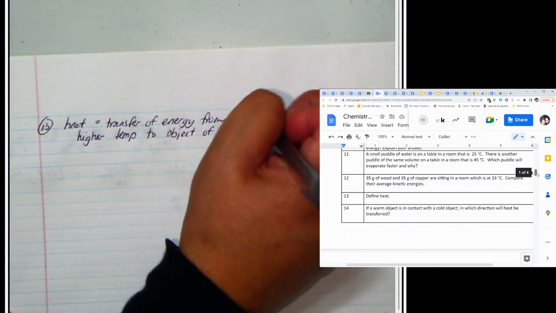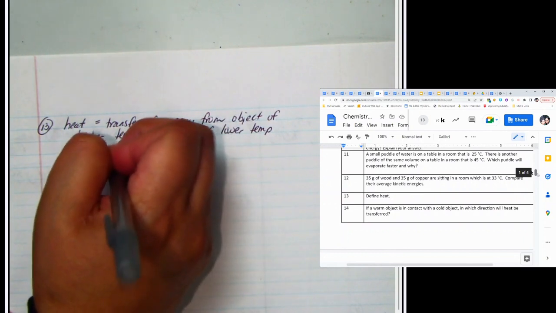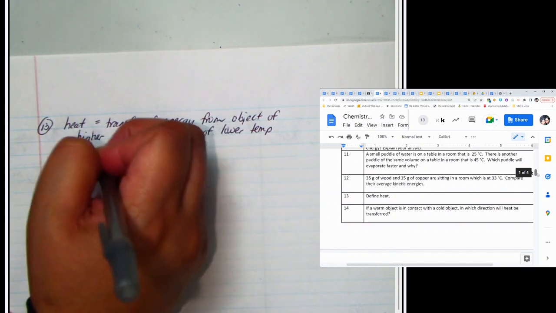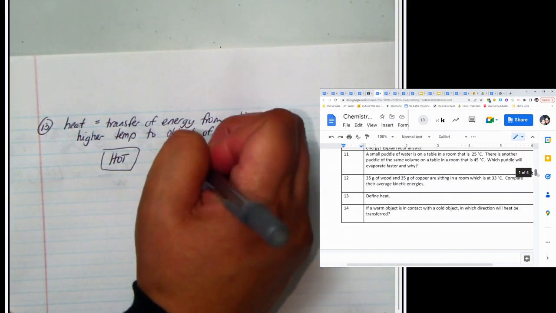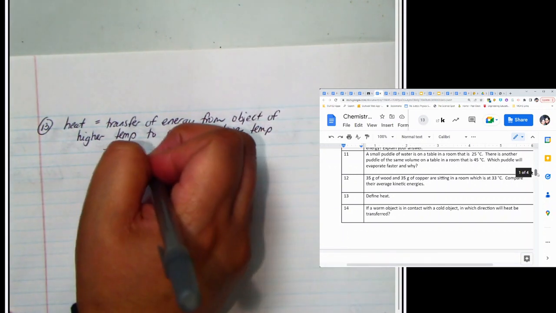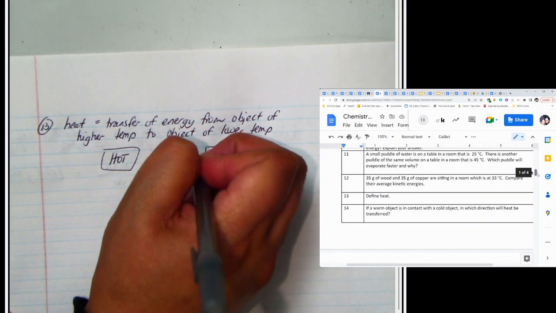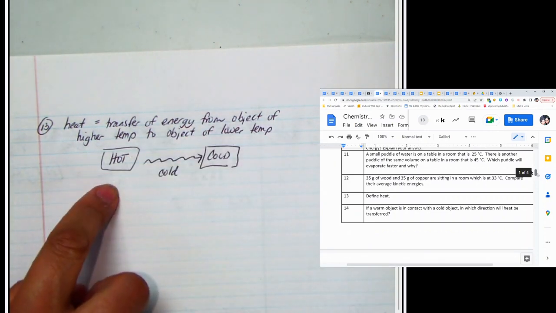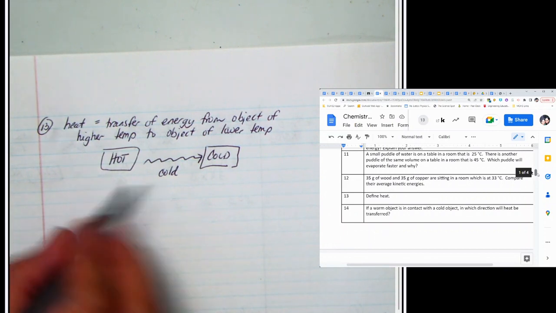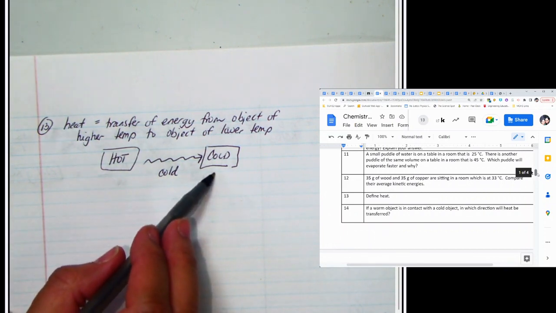Heat moves from, if you have an object that is hot and you have an object that is cold, heat moves from hot to cold, which means this is going to lose heat, this is going to get cooler, and this is going to do what?